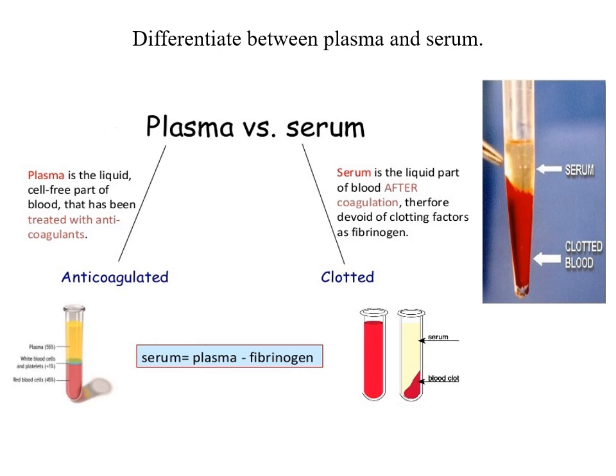So in the right hand side of the picture also you can see that this is clotted blood. So you can see this is the blood clot. Everything is clotted, and here the clear fluid above, that's the serum, and that doesn't contain the clotting factors.